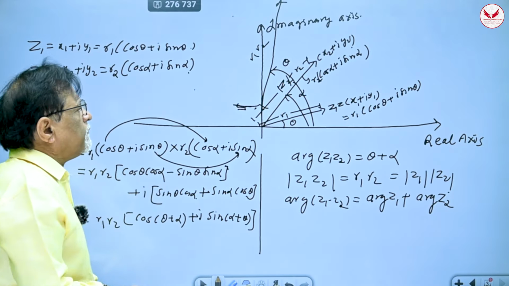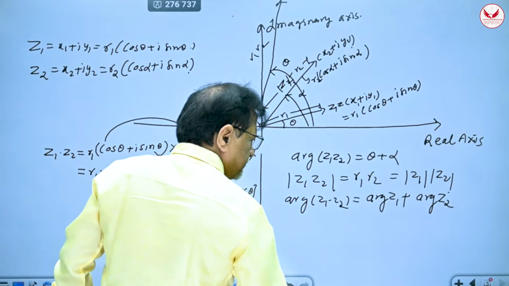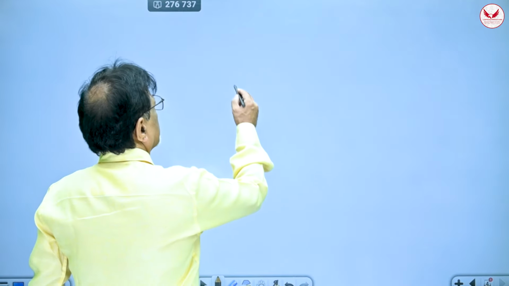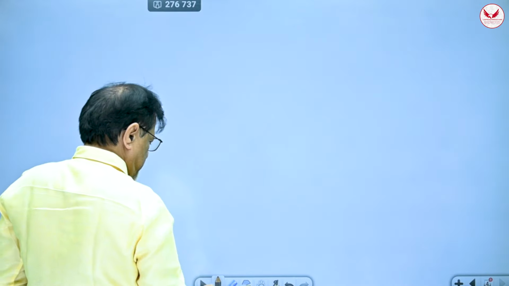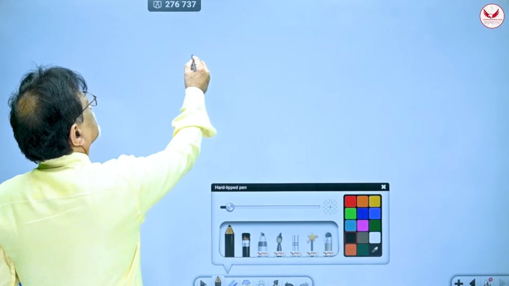So I'll give you one illustration of this. Say for example, let us take a complex number.